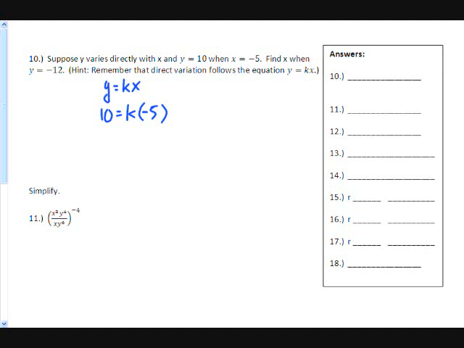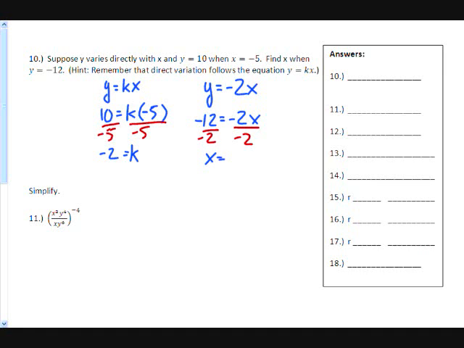So I have 10 equals k times -5. I divide each side by -5, and I find out that k equals -2. So if my k value is -2, it means my equation is y equals -2x. And now to answer the question, it says to find x when y equals -12. So plug -12 in for y and see what x equals. I have to solve this. I divide each side by -2, and I find out that x equals +6. So again, I find the k value, I use that to write my equation, and then I use that to find the x value.